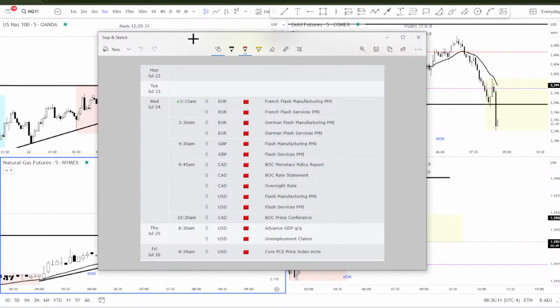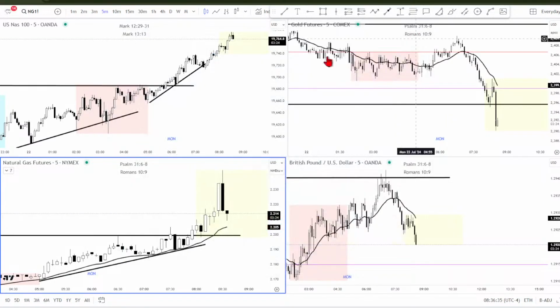And looks like Wednesday's got quite a bit of Euro, GBP news, CAD, and the dollar, 9:45. Thursday, 8:30 news. Friday, 8:30 news. This is a pretty decent news week as far as the times and the schedule and things like that. I like this news week. I can live with that.